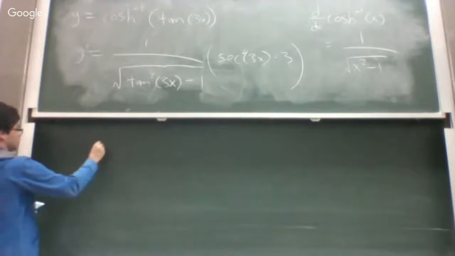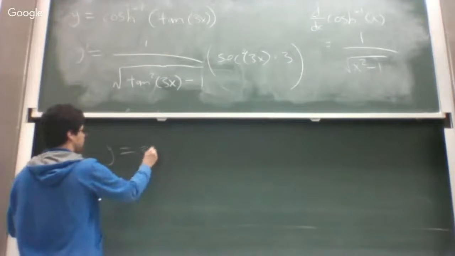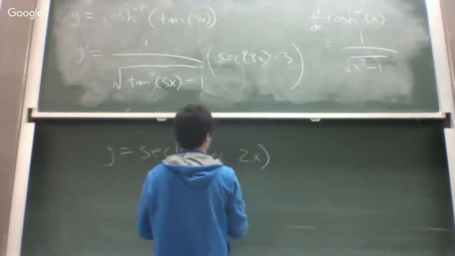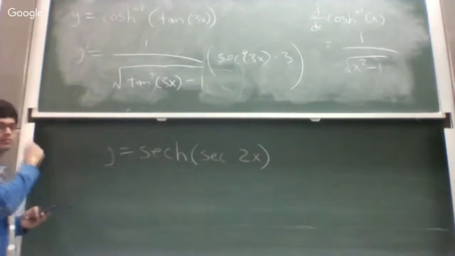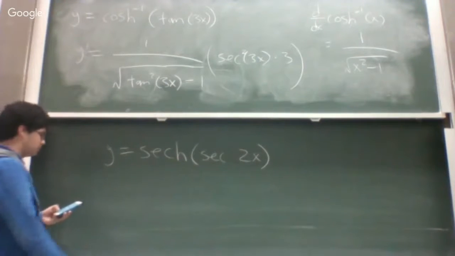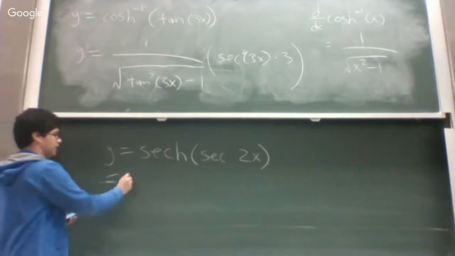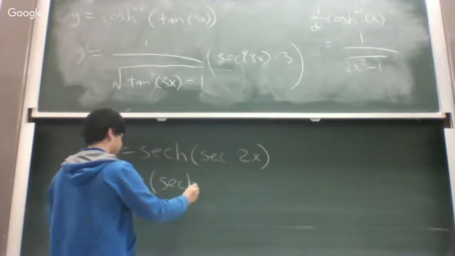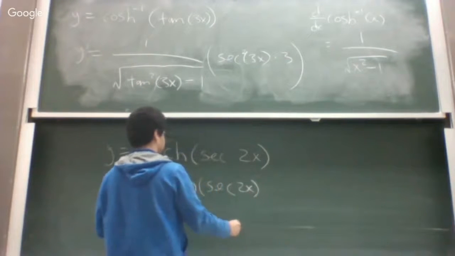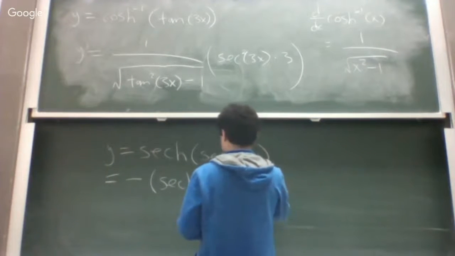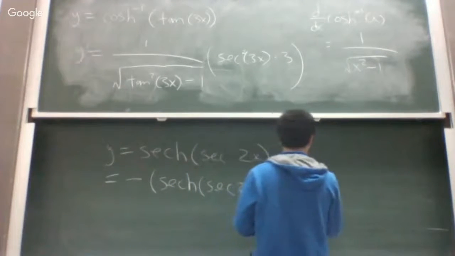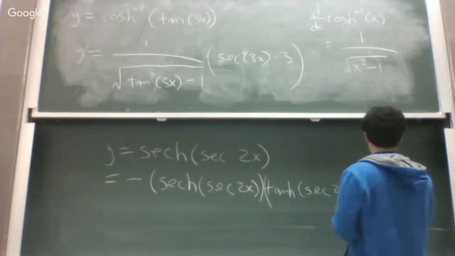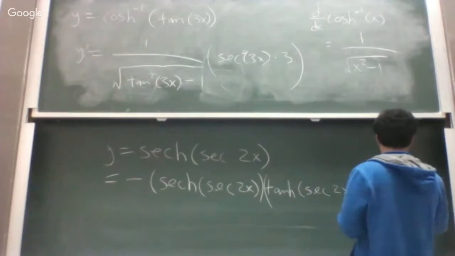Let's do the next one here. y is equal to sech of sec of 2x. Is this supposed to be inverse? No, just normal. So, negative. Who wants to say it? Tanh of sec of 2x, positive 2 secant of 2x times tangent of 2x.